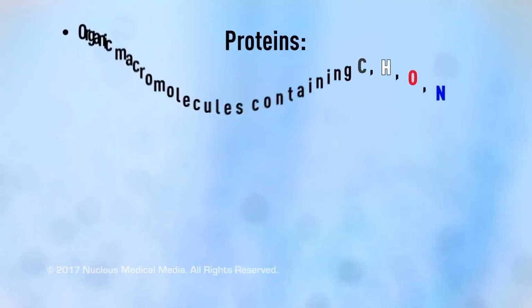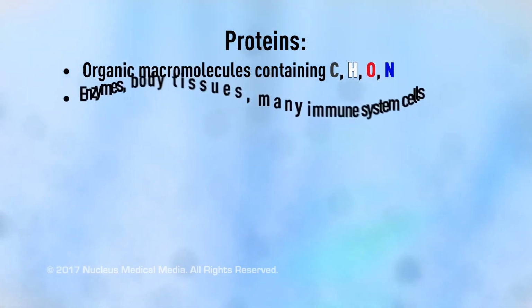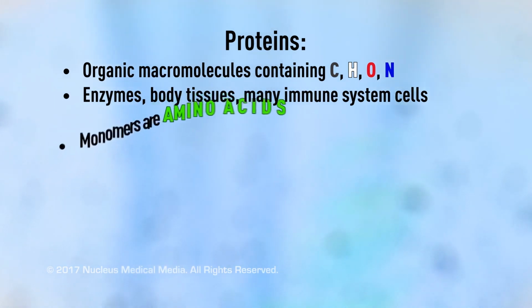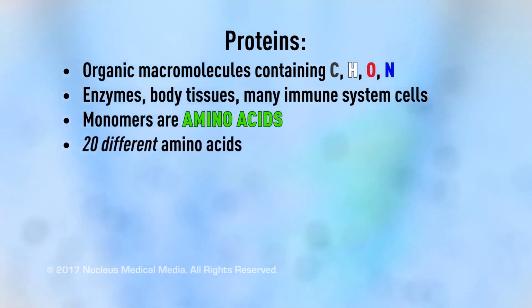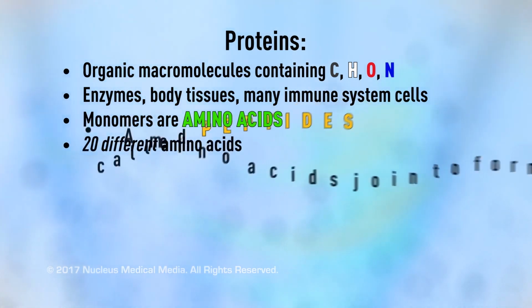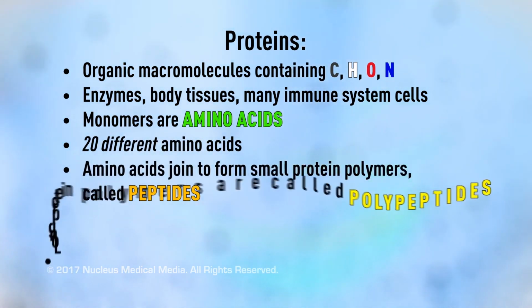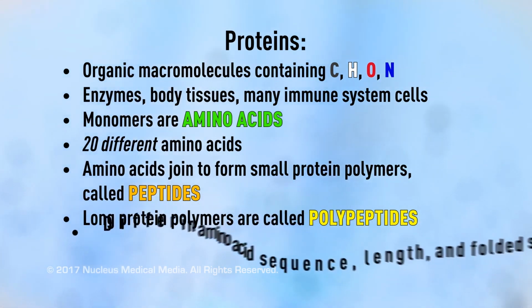To sum up, proteins are organic macromolecules containing carbon, hydrogen, oxygen, and nitrogen. Enzymes, most body tissues, and many cells in the immune system are all made up of proteins. Amino acids are the monomers that make up proteins. There are only 20 different amino acids. Small protein polymer molecules are often called peptides. Long chains of amino acids are also a type of protein polymer called polypeptides.